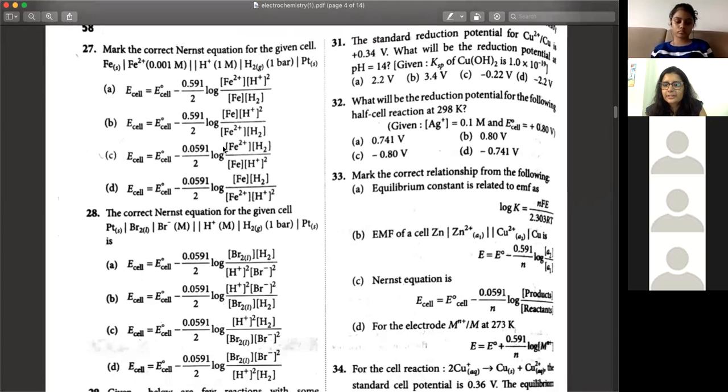In the meantime, Dhriti and Mitali, you guys look at question number 33. Yes, ma'am. Question number 32. 33. 32 seems to be incomplete because it says following half cell reaction, but... Yeah, do 33.